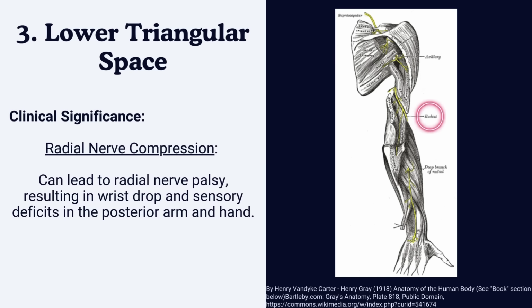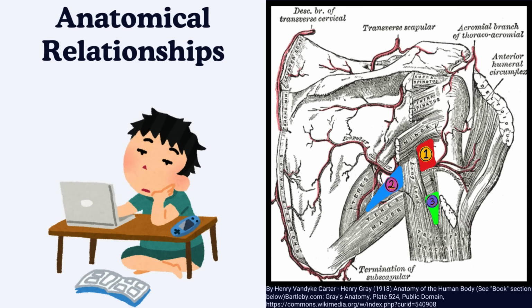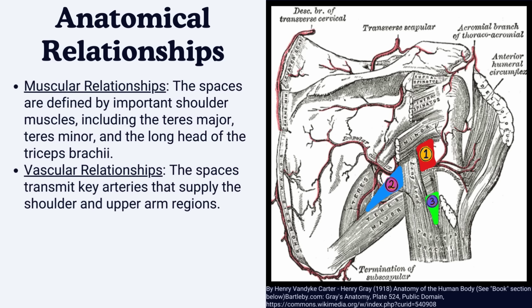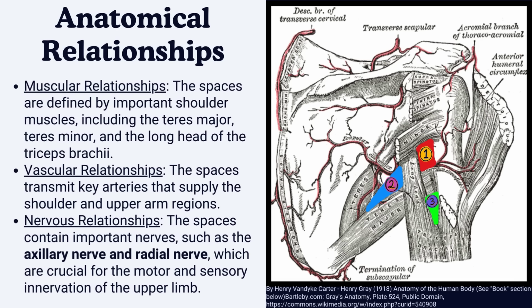Anatomical relationships of intermuscular spaces of scapula. Muscular relationships. The spaces are defined by important shoulder muscles, including the teres major, teres minor, and the long head of the triceps brachii. Vascular relationships. The spaces transmit key arteries that supply the shoulder and upper arm regions. Nerves relationships. The spaces contain important nerves, such as the axillary nerve and radial nerve, which are crucial for the motor and sensory innervation of the upper limb.